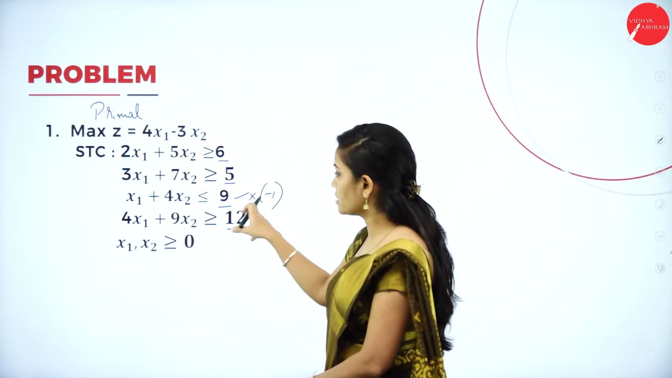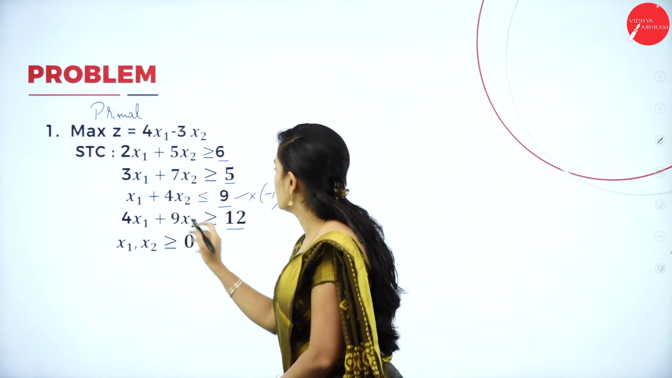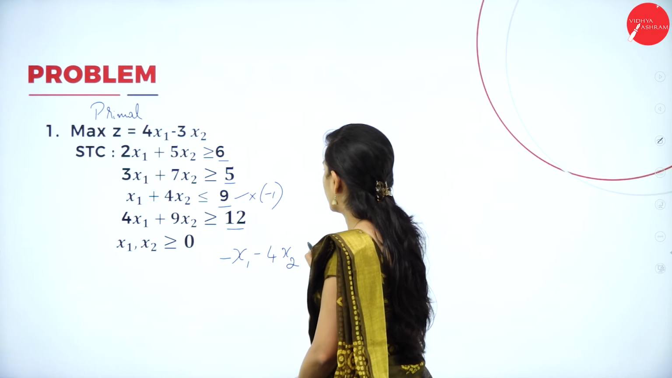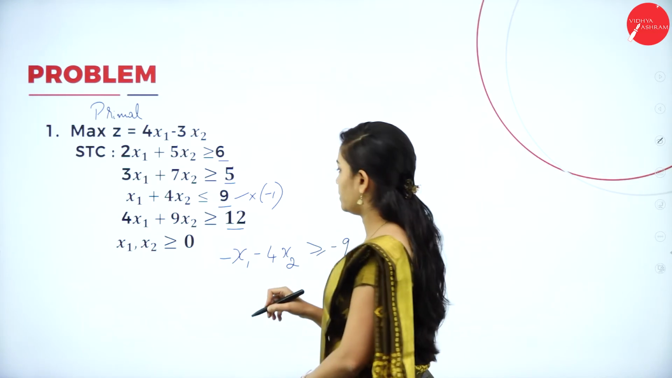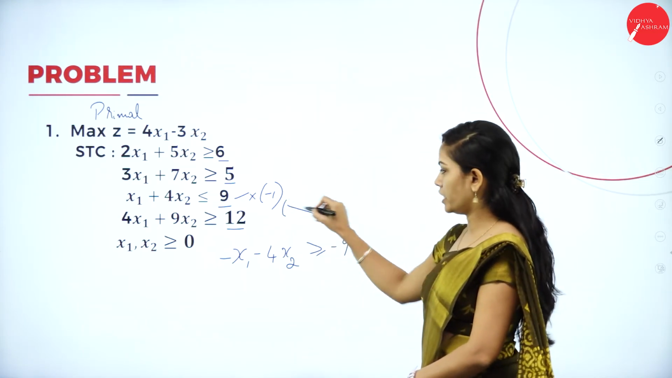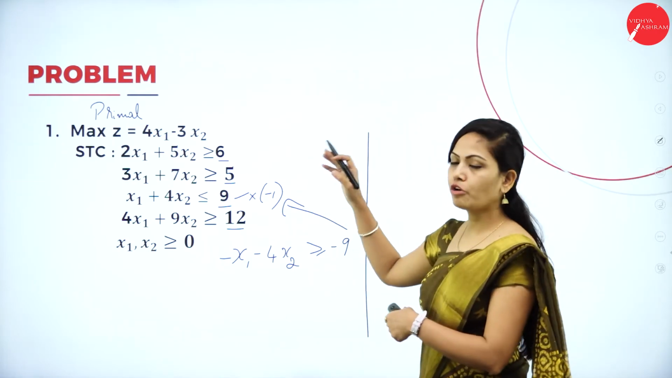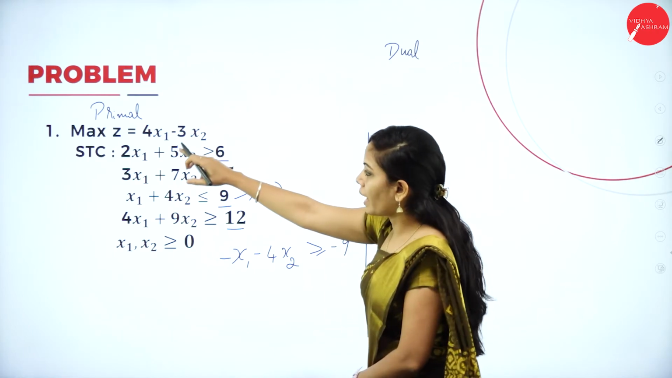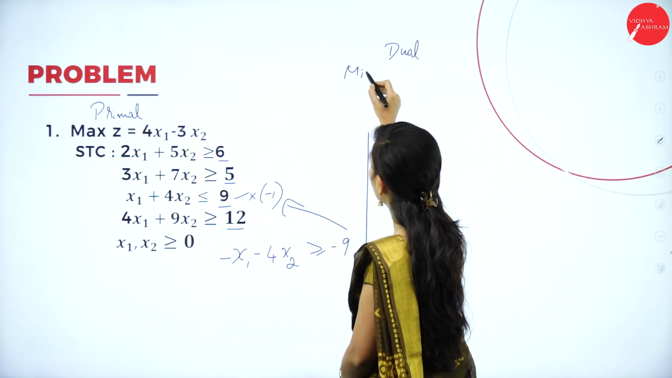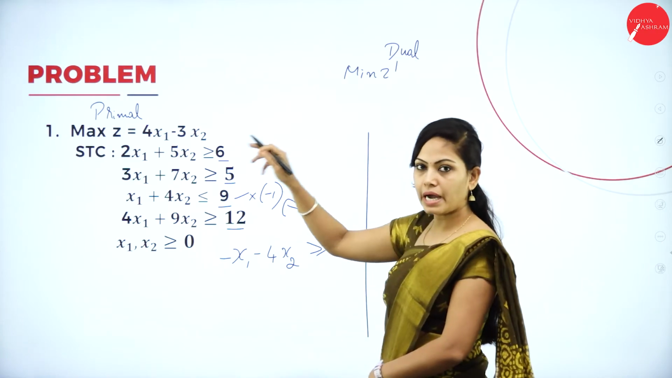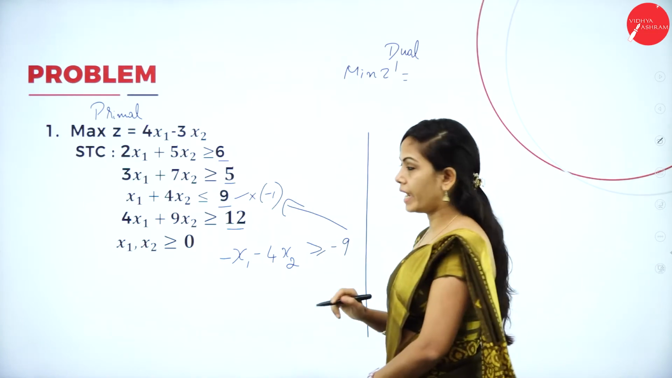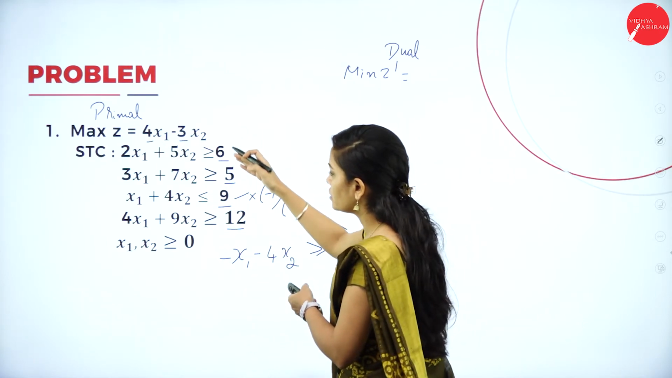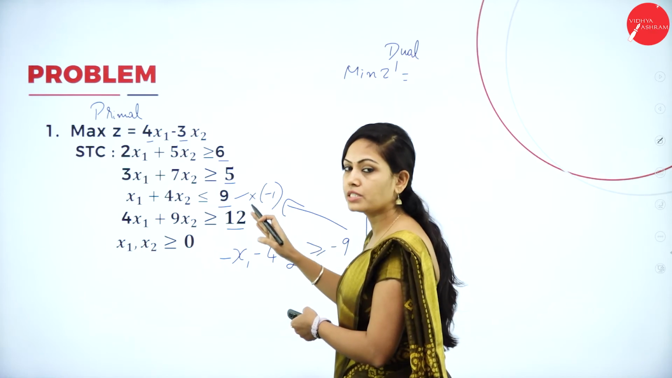Now I will convert this third constraint into standard form. It will become minus x1 minus x2 greater than or equal to minus 9. So this is your third constraint. Now, what is the dual of this primal? Find the dual now. Max z changes to min z dash, and the coefficients of this objective function, 4 and 3, will be shifted to the RHS of the constraints.